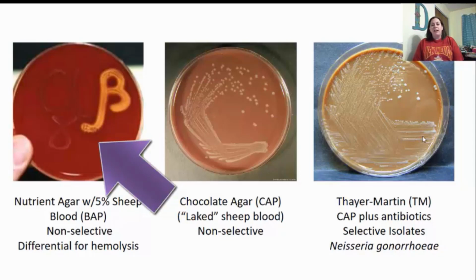On the other hand, the middle picture here is of chocolate agar, also known as CAP. This is lysed sheep blood, meaning that the blood cells have ruptured and the contents are out, so the bacteria don't have to access the whole cell by itself. So this is considered a non-selective media. The last one over here is the Thayer-Martin or TM. This is chocolate agar, but they've also added antibiotics to it. Therefore, it's going to be very selective. It's going to do selective isolates.